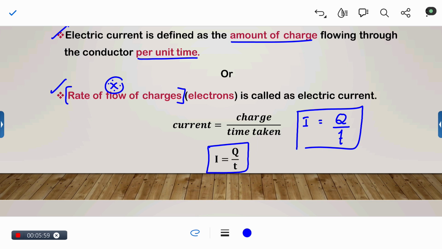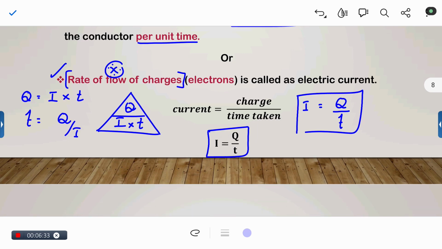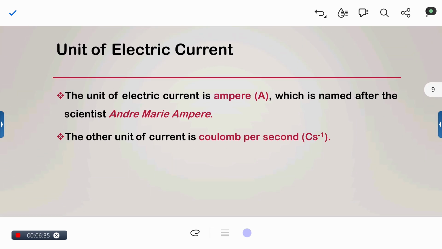You can also remember this in a triangle: I, Q, T. If you are going to find I, the formula will be Q by T. If I am going to find Q, the formula will be I into T. Why? Because these two are located next to each other, so it is a multiplication. Suppose they ask us to calculate time, then what will be the formula? Time is equal to Q by I. So if you remember the triangular method, it will be easier to rearrange the formulas.